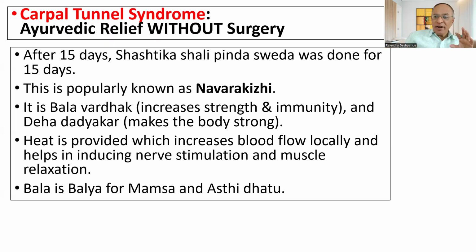Heat is provided, which increases the blood flow locally and helps in reducing the nerve stimulation, and it causes the muscle to be relaxed. Bala plant is balya, strengthening for mamsa, meaning muscle tissue, and asthi dhatu, meaning osseous tissue.